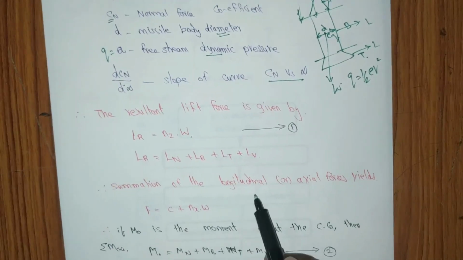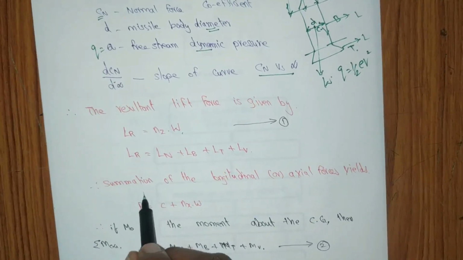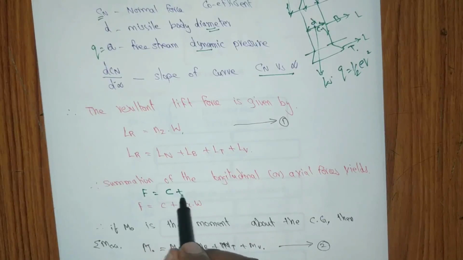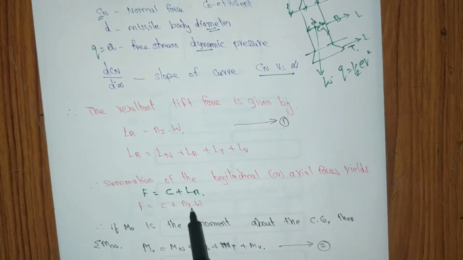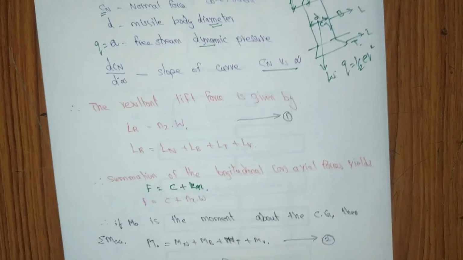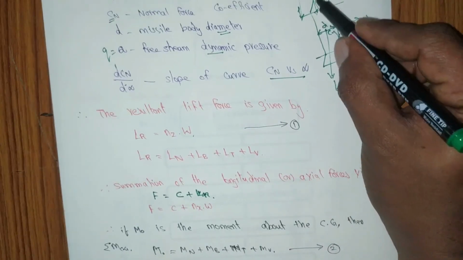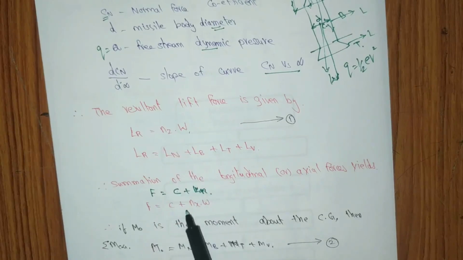So, summation along the longitudinal axis, we have to add the longitudinal axis forces. So we have F equal to the chord-wise force plus the resultant lift. So the resultant lift in terms of NXW. So we have C plus NXW as the resultant force along this longitudinal axis. So we calculate lift and forces.